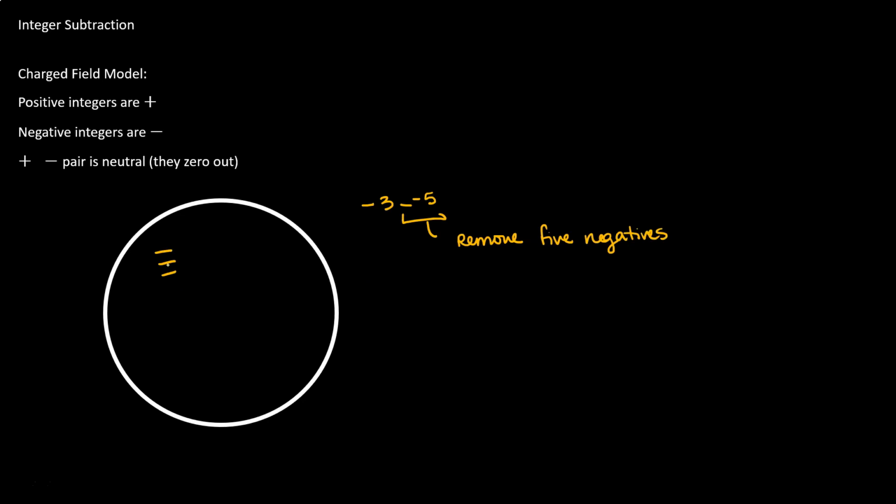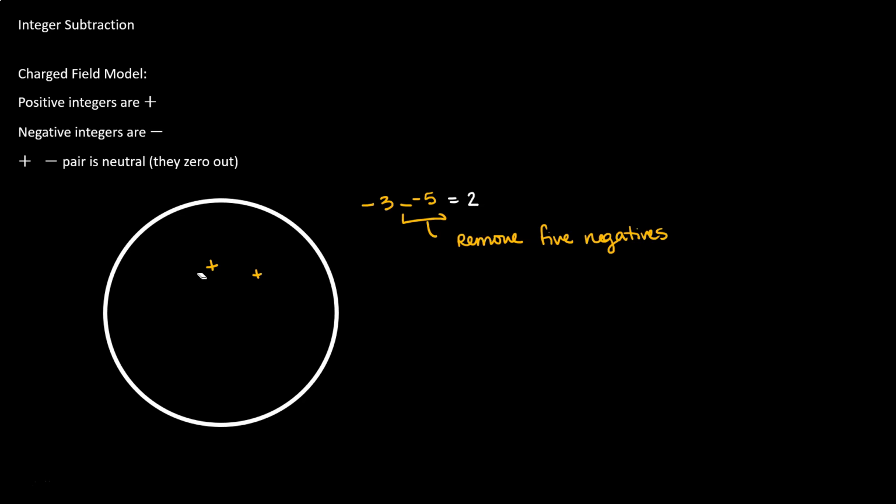If I wanted to remove 5 negatives, I can't. There's not 5 there. So I would have to add neutral pairs until there's enough for me to remove 5 negatives. So I add 2 neutral pairs so that I have 5 negatives that I can remove. Once I remove them, I see my answer is +2.